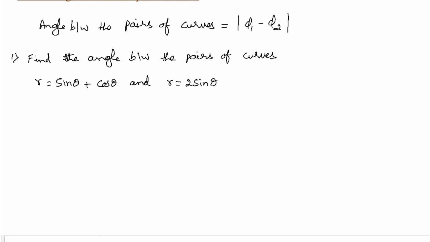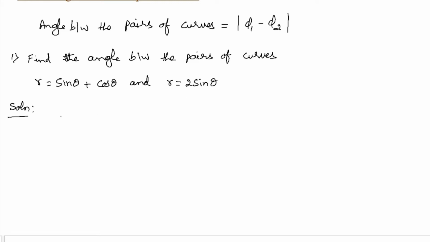Angle between the pairs of curves is given as modulus of phi1 minus phi2. So let us take a few examples based on this formula. The first question is: find the angle between the pairs of curves r is equal to sine theta plus cos theta and r is equal to 2 sine theta.